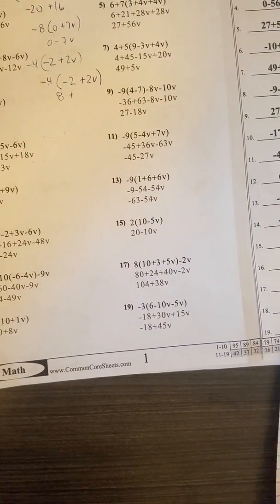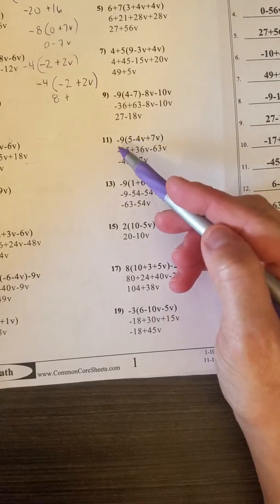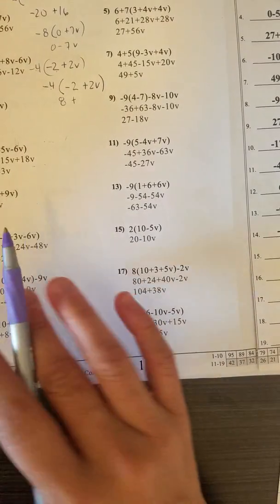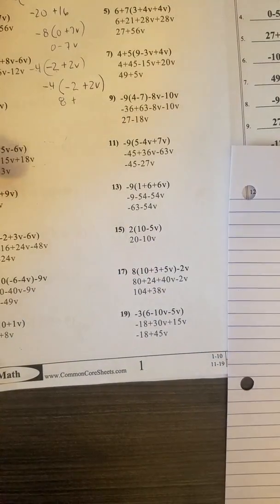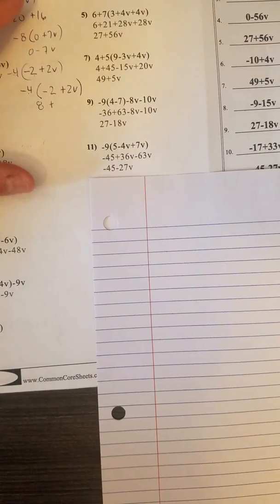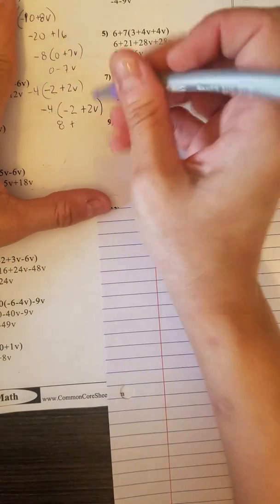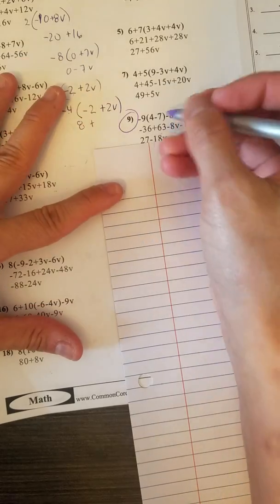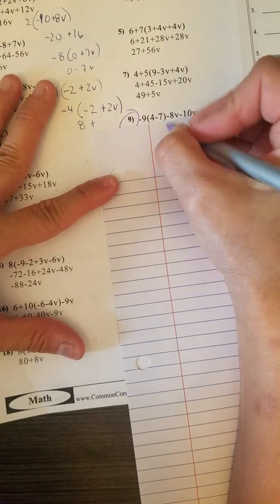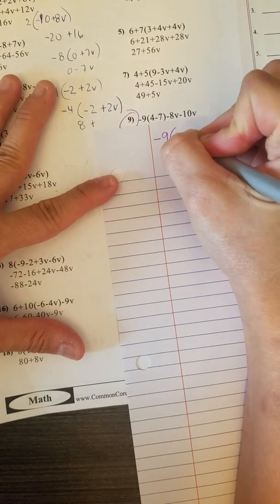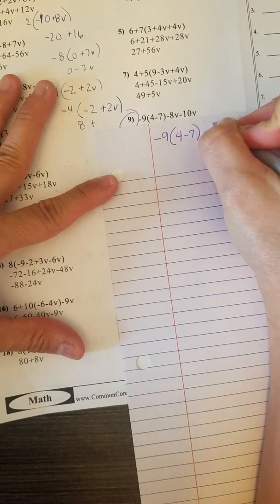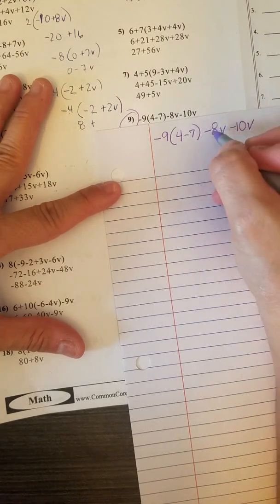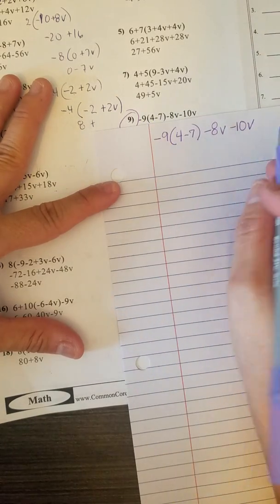Let's do some more. I'm going to do some of the odd numbers, and I want you to complete your even numbers and practice with the odd numbers as well. And please go back and review all the steps that I am doing here. I'm going to do number 9. In this, I am always going to ask you to rewrite it. So number 9 is negative 9, 4 minus 7, negative 8v minus 10v.